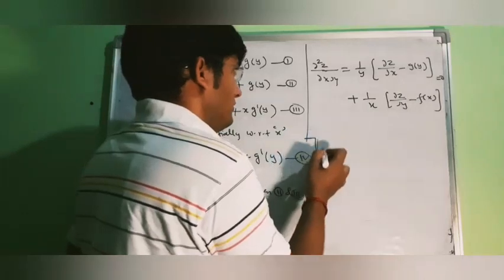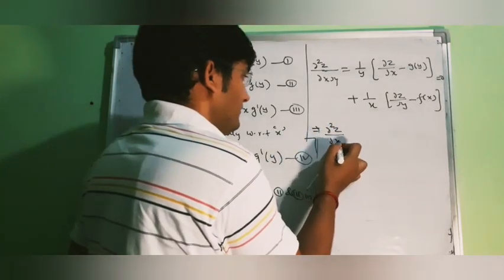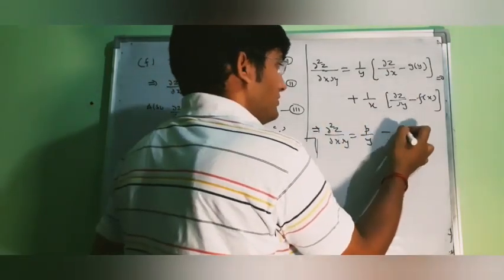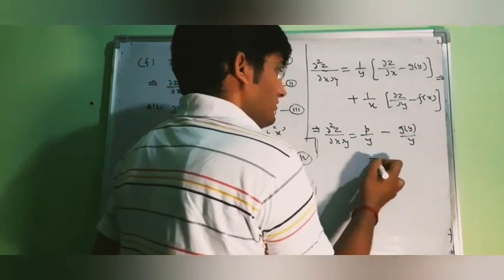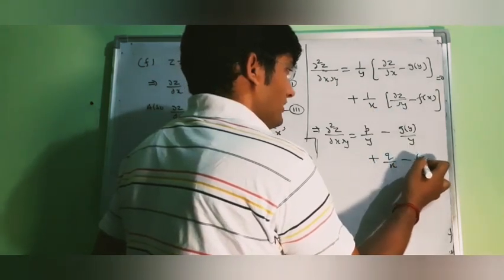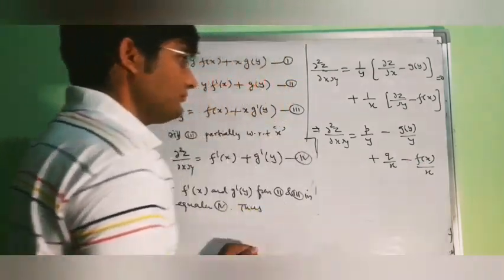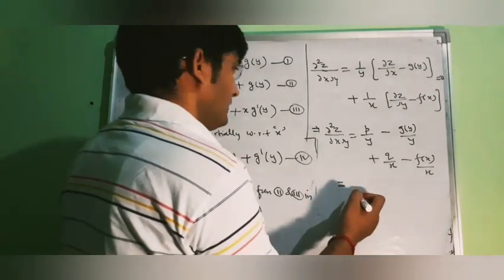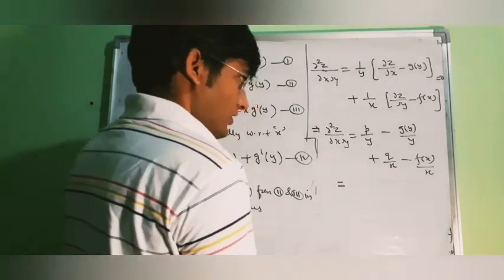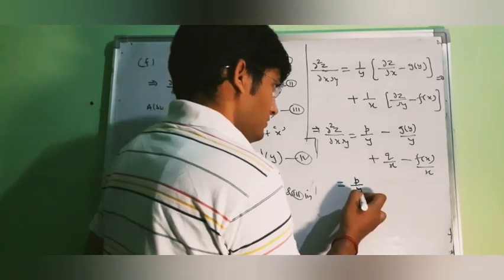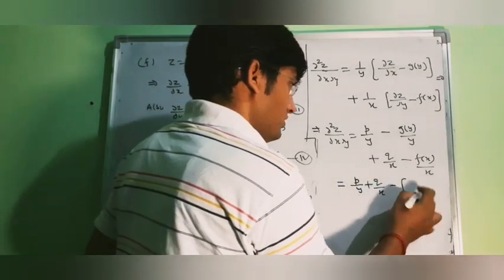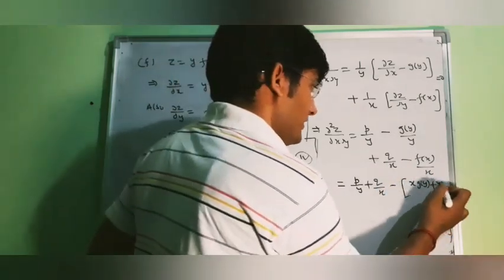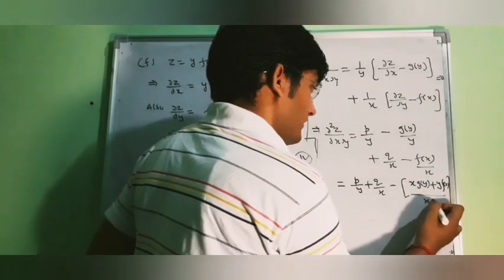So on taking LCM, we will get, now this is your p, so we will get p upon y, and here we will have minus gy upon y. This term is q upon x, and then here we will get minus fx upon x. Okay. So now let us take LCM. Now if we take LCM, then we will get, in this term we will get x into gy plus y into fx divided by x into y.